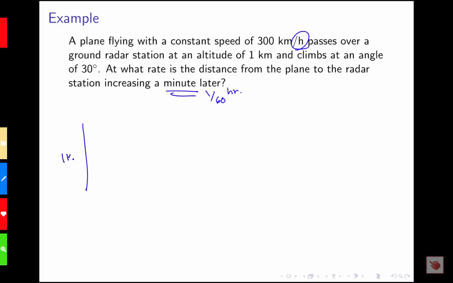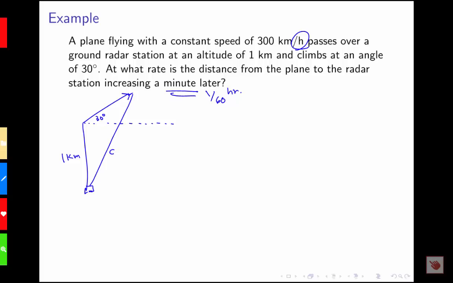So I have my plane being 1 kilometer above my radar station, and I have it climbing at this angle of 30 degrees. So that angle is going to be the constant rate at which the plane is climbing. Okay, and I'm interested in knowing at what rate is the distance from the plane to the radar station increasing. So I'm interested in finding something about this distance here.